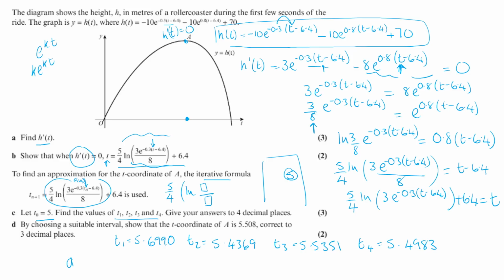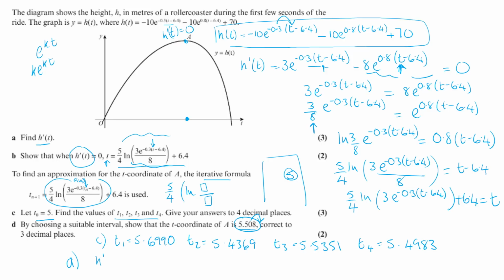Then in part D, that was C, part D, by choosing a suitable interval, now show that the t coordinate of A is 5.508. So this is what it's giving us as the t coordinate of A, where we've got our maximum point. Choosing a suitable interval, you always go to one more column along and go half above, half below.